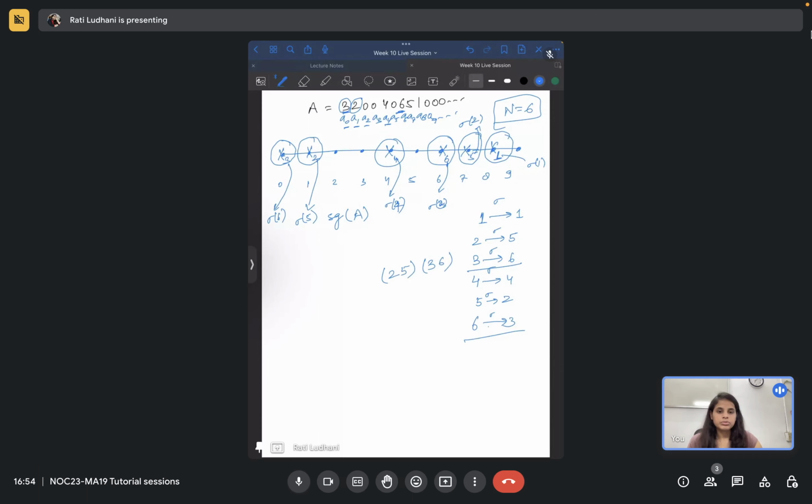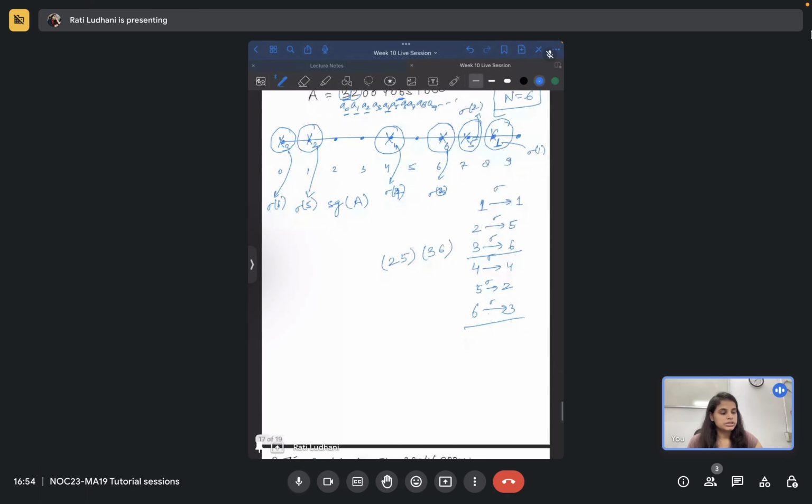So what will be the sign? Sign you can count using disjoint cycles. So this will be just 2. Sign of A will be minus 1 raised to power 2. So this is 1. So sign of A is 1.